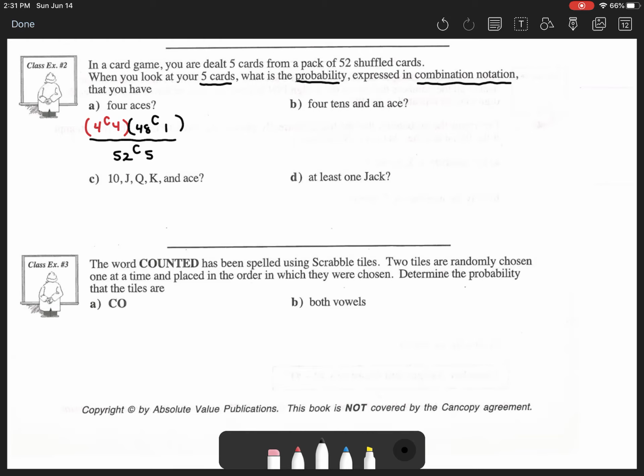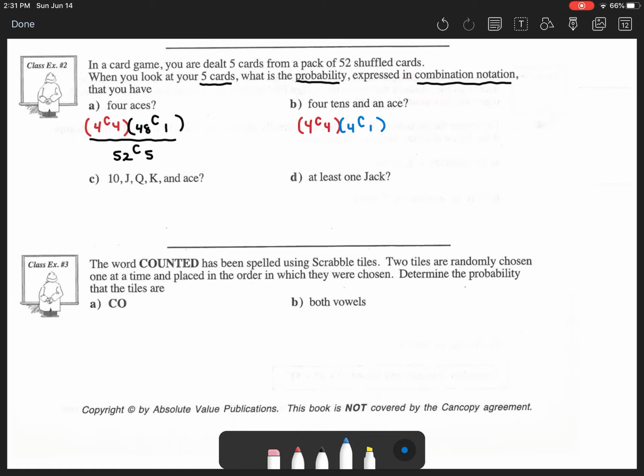I don't have to work out the probability. The question just says state it in combination notation. So there is what that calculation would look like. Now in B, it says 4 tens and an ace. So the 4 tens part looks exactly the same as the 4 aces in part A. Now, the 1 ace is a little different, isn't it?